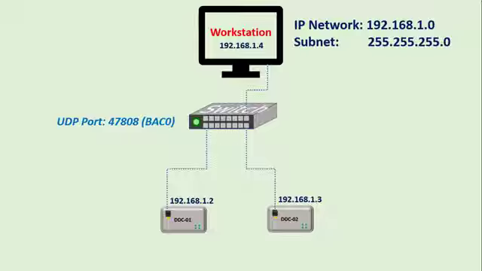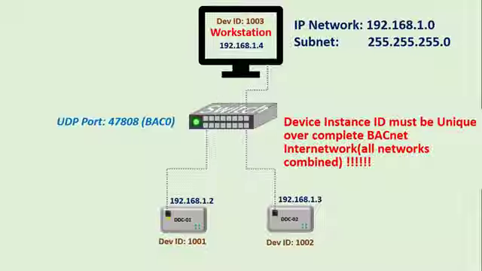Apart from the IP address, each BACnet device is also assigned a device ID, which is also known as the BACnet device instance ID. This device ID must be unique over the complete BACnet internetwork. If a duplicate device ID is assigned to devices, these devices would not be able to communicate with each other. So always assign unique IDs to all the BACnet devices on a complete BACnet internetwork.